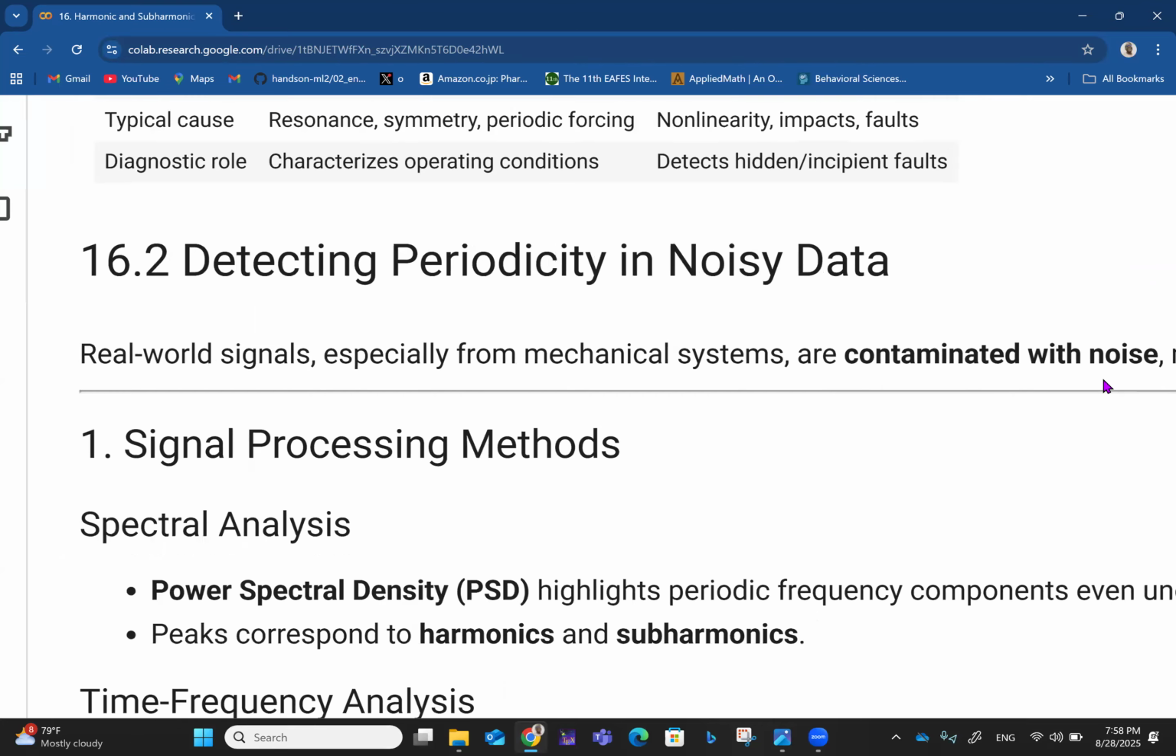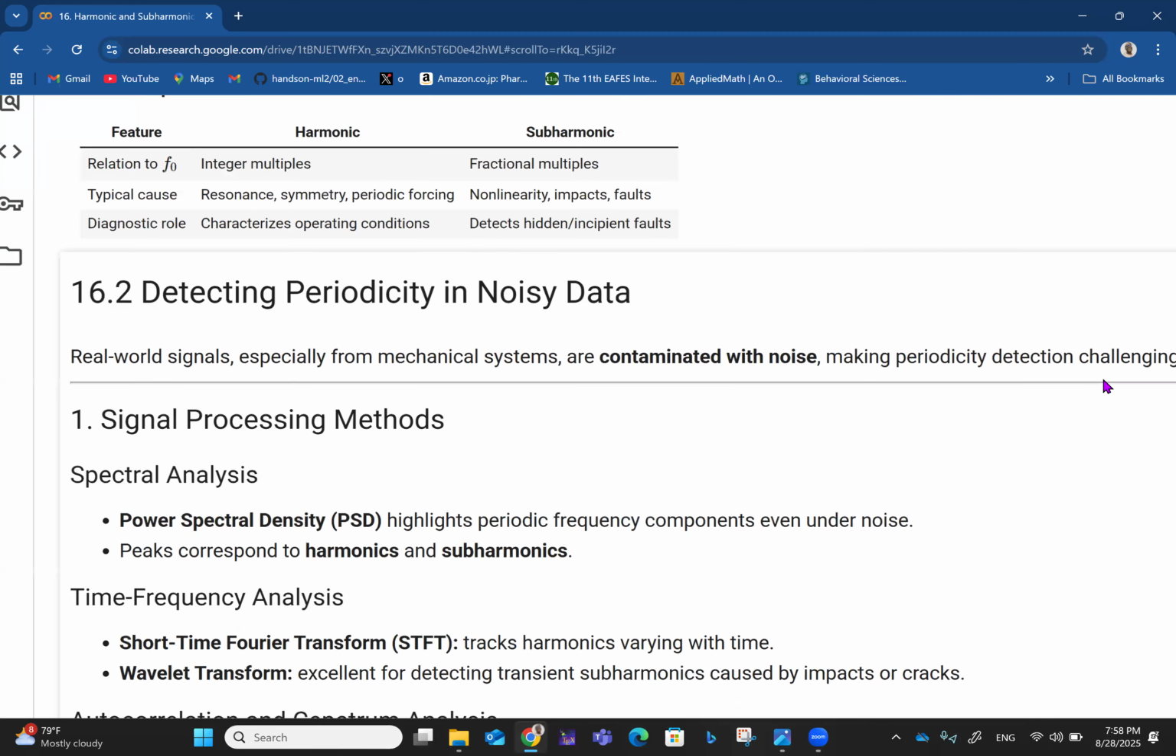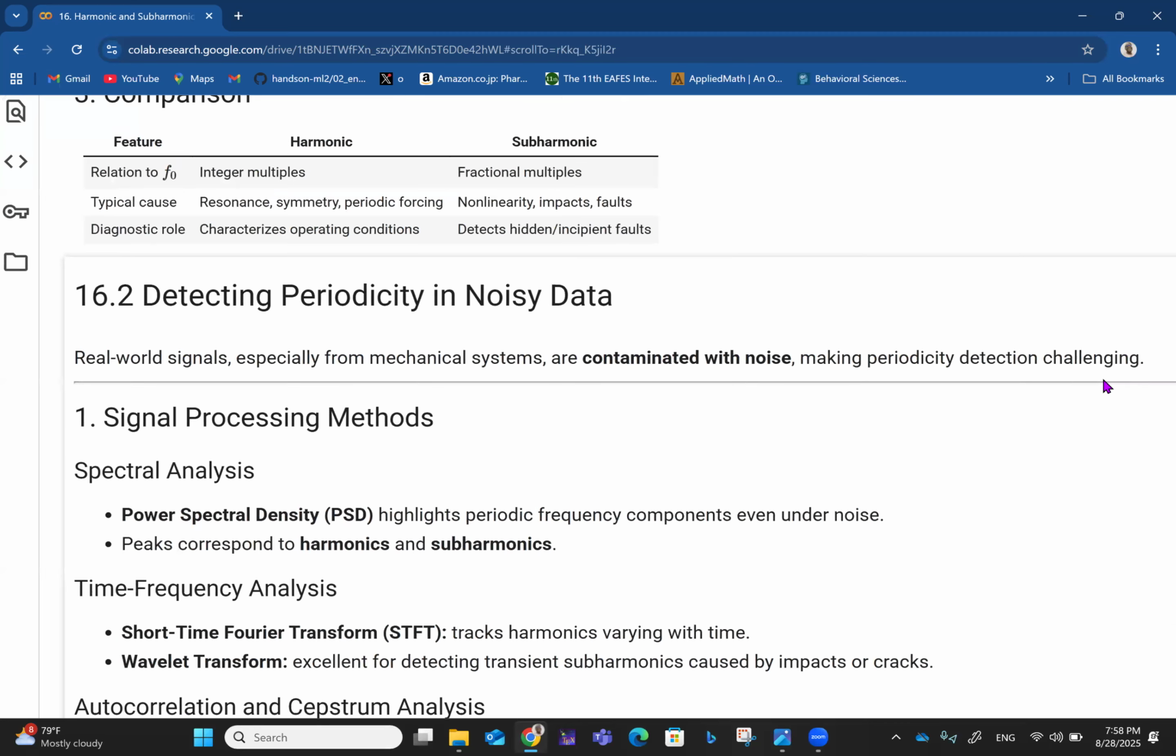So let's go ahead and talk about detecting periodicity in noisy data, or if you like, noisy signals. Periodicity is all about, after every particular time interval, you have a particular kind of thing. Maybe after every 2 seconds, the frequency of your signal is actually 50 hertz. So after 2 seconds again, you have another 50 hertz, and it goes on like that. That is periodicity. Real-world signals, especially from mechanical systems, are contaminated with noise, making periodicity detection challenging.